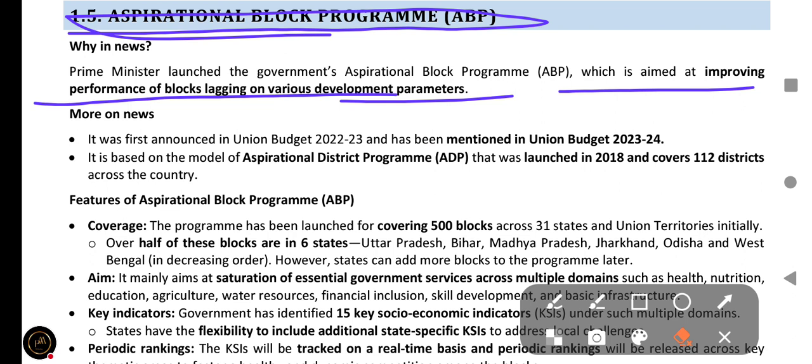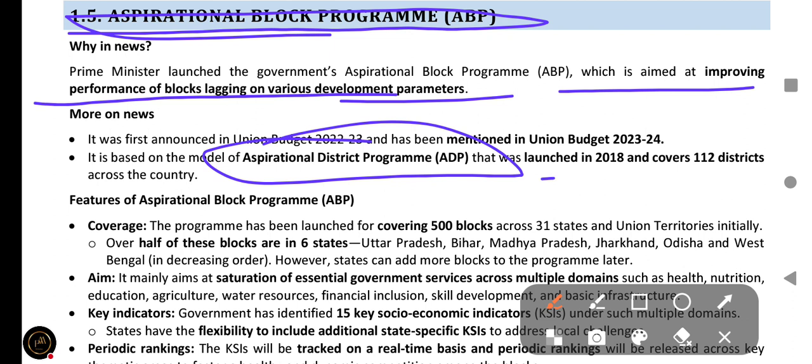It is based on the model of aspirational district program. The aspirational block program model is based on the aspirational district program. So remember this, that was launched in 2018 and covers 112 districts across the country.